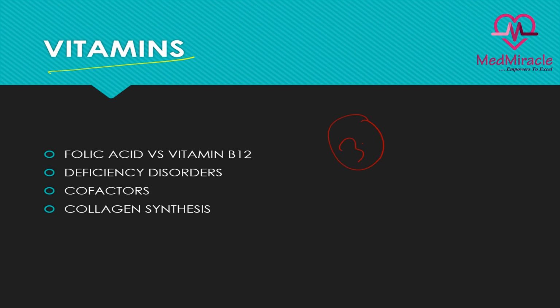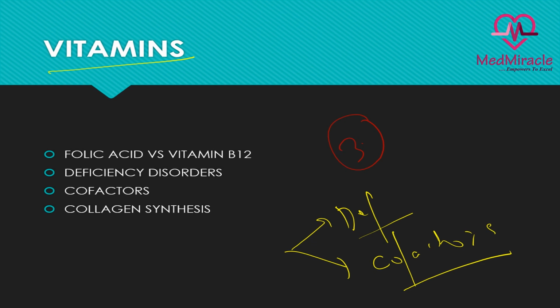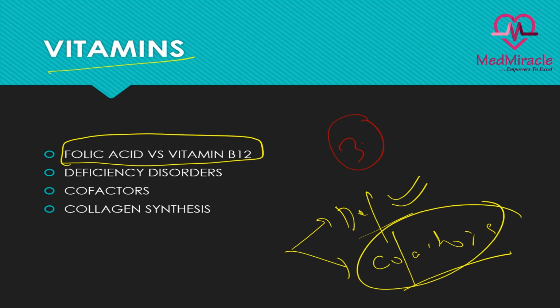vitamins. In vitamins, 2 things you have to mainly know. One is the deficiency and the second one is the cofactor. Deficiency disorders, I think most of the guidebooks is providing it. It's very easy. You have to memorize a table, that's it. This cofactor, it's not mentioned well in most of the books. It's presented in a confusing manner, so I'll be talking about it in the coming slides. Another important topic is folic acid and vitamin B12, that is cyanocobalamin. You have to know the difference between them, how to identify it.